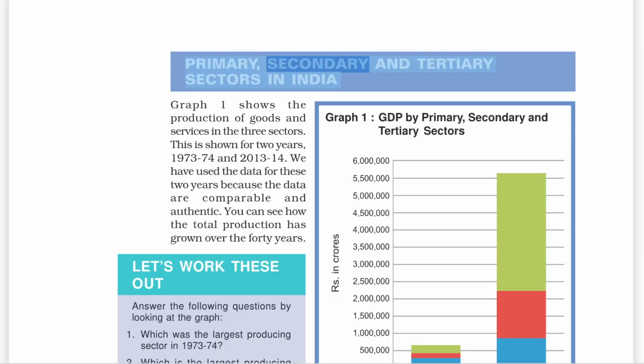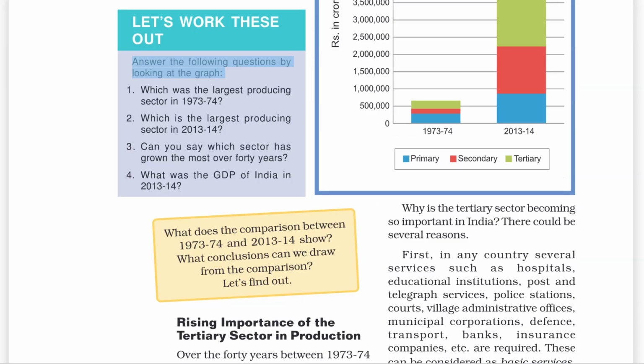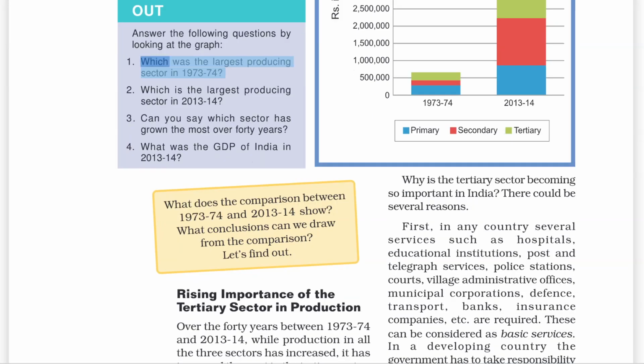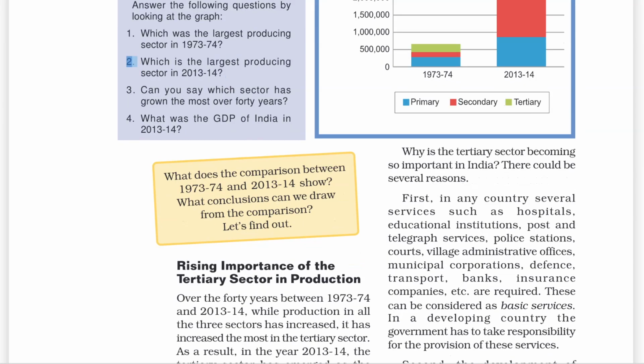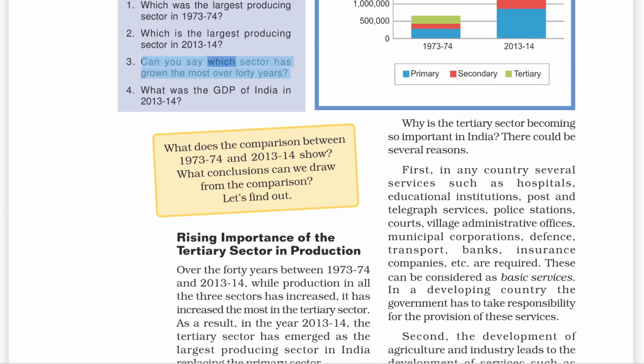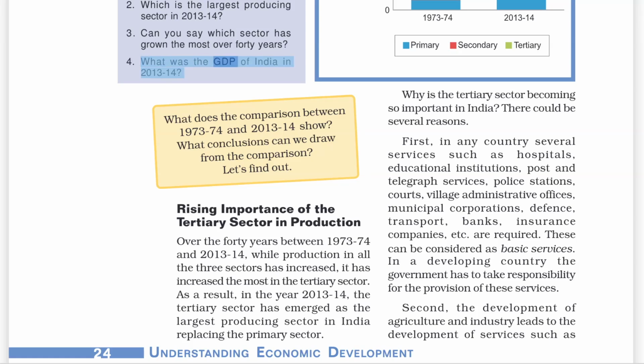Primary, secondary, and tertiary sectors in India. Answer the following questions by looking at the graph. 1. Which was the largest producing sector in 1973 to 74? 2. Which is the largest producing sector in 2013 to 14? 3. Can you say which sector has grown the most over 40 years? 4. What was the GDP of India in 2013 to 14?